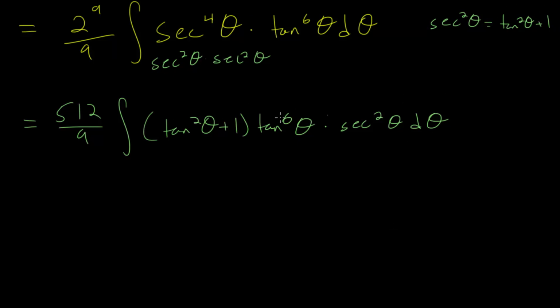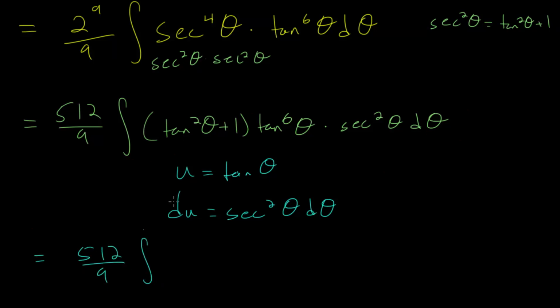And the reason I did that is because now we can use a u substitution. And we can use the fact that the derivative of the tangent is the secant squared of theta. So let's set u equal to the tangent of theta. And we know du is the secant squared of theta, d theta. So we can make a nice substitution now. We have this is 512 over 9 multiplied by the integral. We have u squared plus 1 multiplied by u to the 6th. And the secant squared theta d theta is nicely simplified to just du.